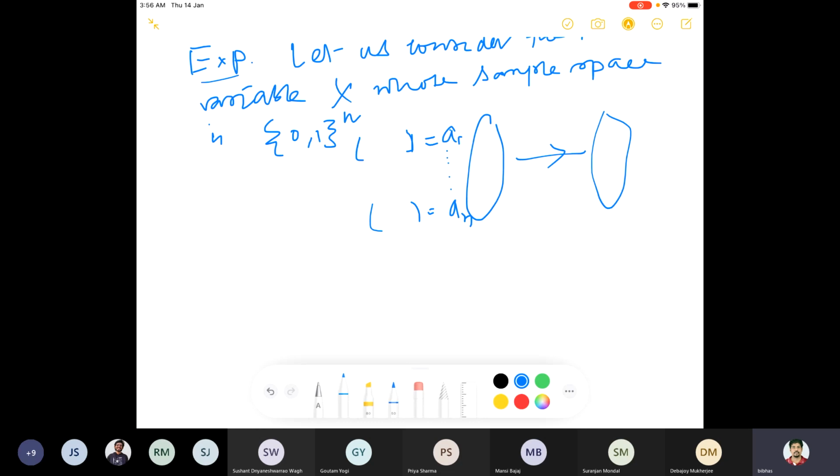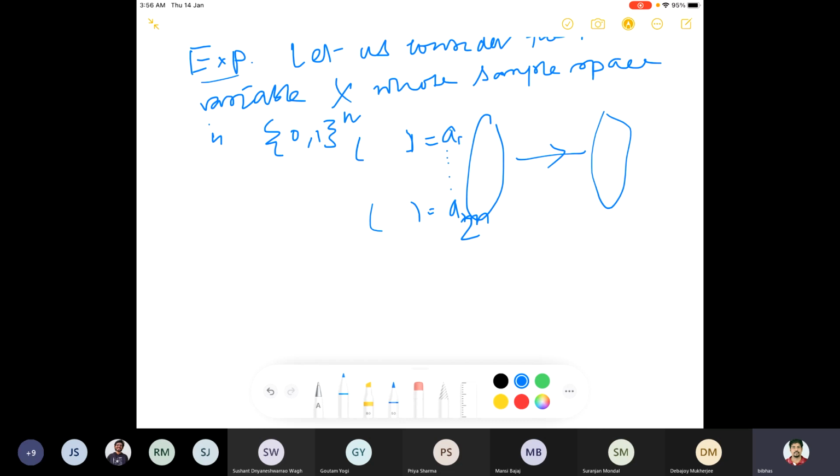So we can consider an example with a1, a2, ..., a_k, where k can be like 2 to the power n, because we are considering all strings of length n. So the sample space contains 2 to the power n elements that you want to transmit to the receiver. Then the question is, what is the self information about any x?